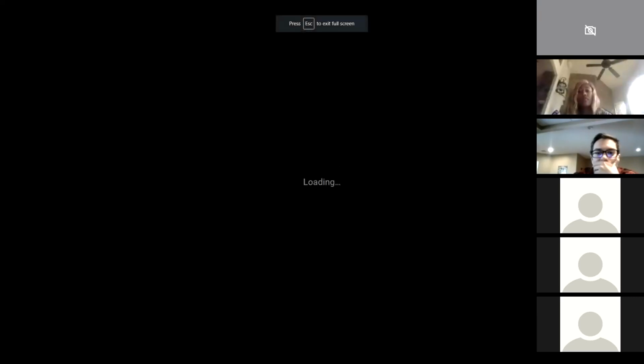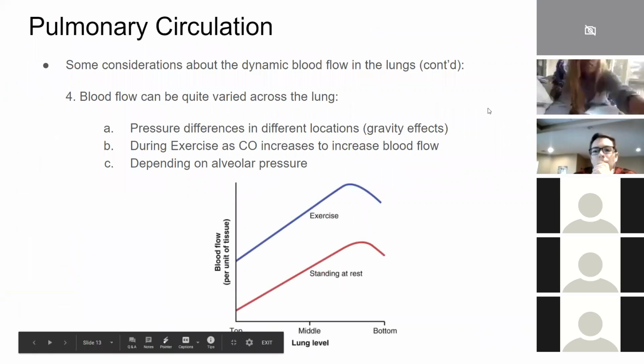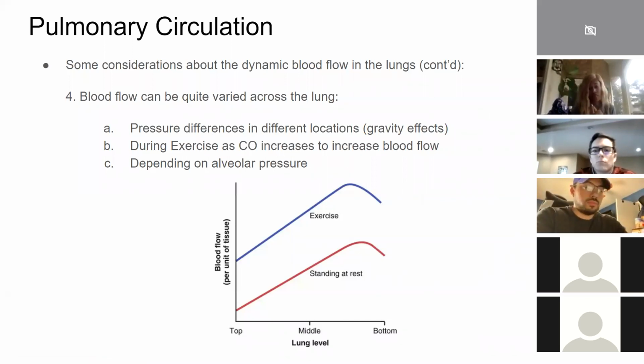Okay, can everybody see my screen here, the pulmonary circulation? Yes. Okay. All right, so this was an important piece. Blood flow can be pretty varied across the lung. This is where I said in class that stuff would be a little bit different. This would be a new topic for us with respect to breathing.